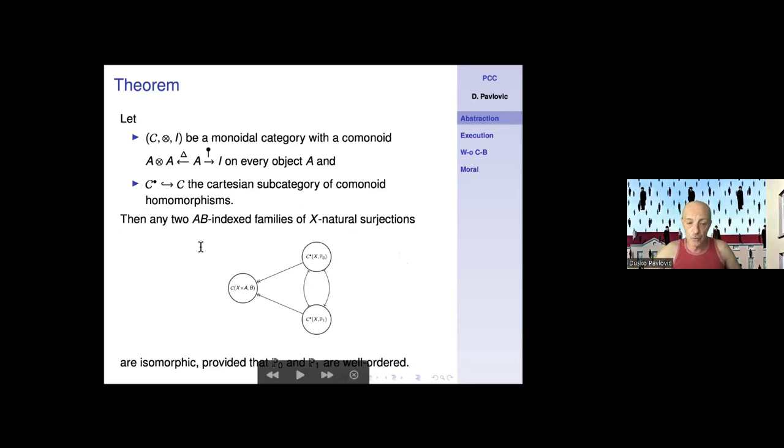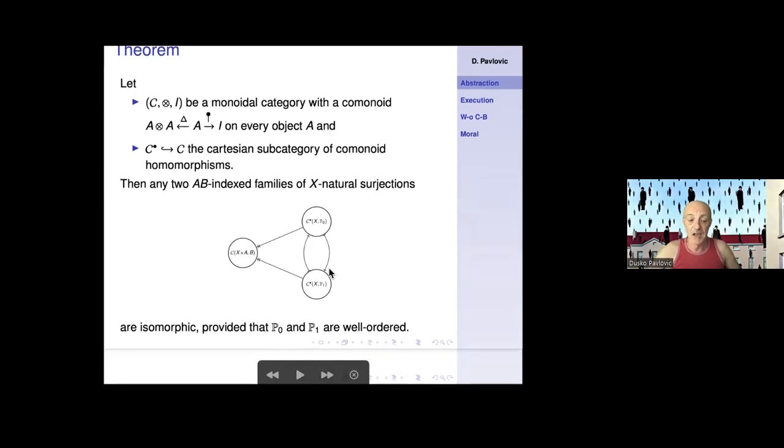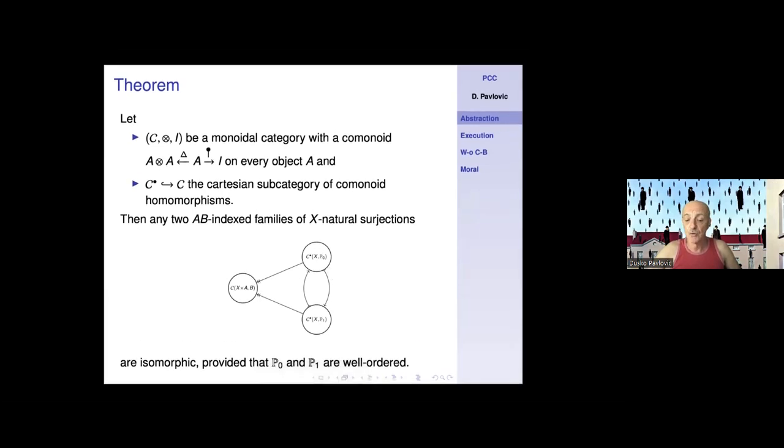Then any two indexed families of X natural surjections are isomorphic as soon as P0 and P1 are well ordered. So if we have two programming languages, we can construct a computable isomorphism between them. Computable isomorphism means it preserves the meaning, and the meaning will be expressed by the representative of this surjection.